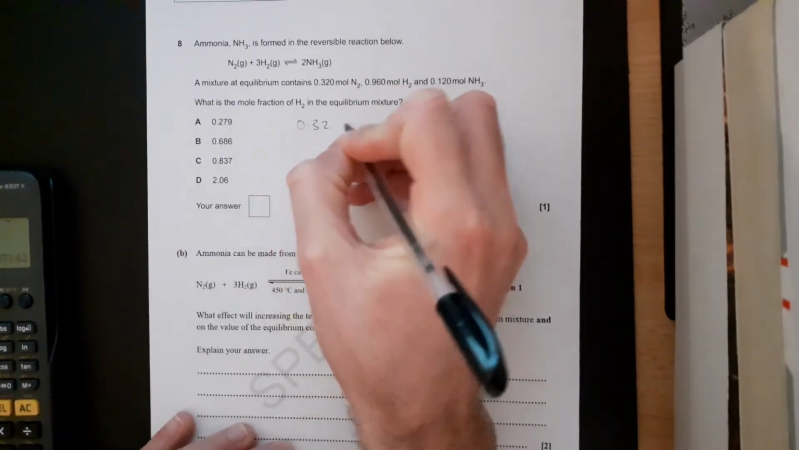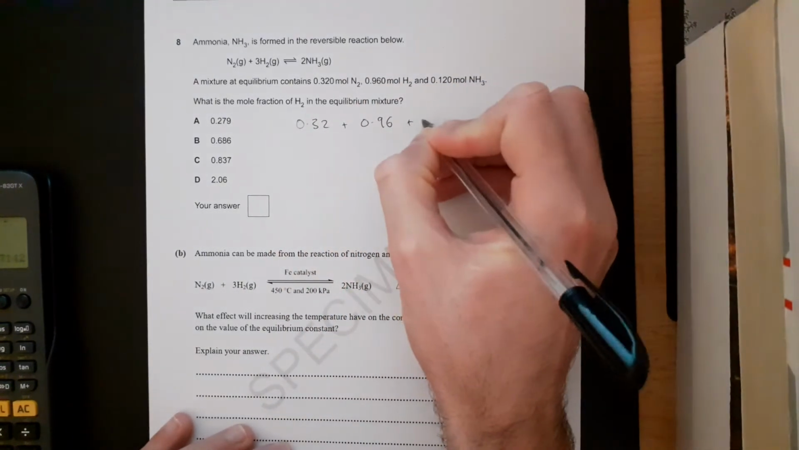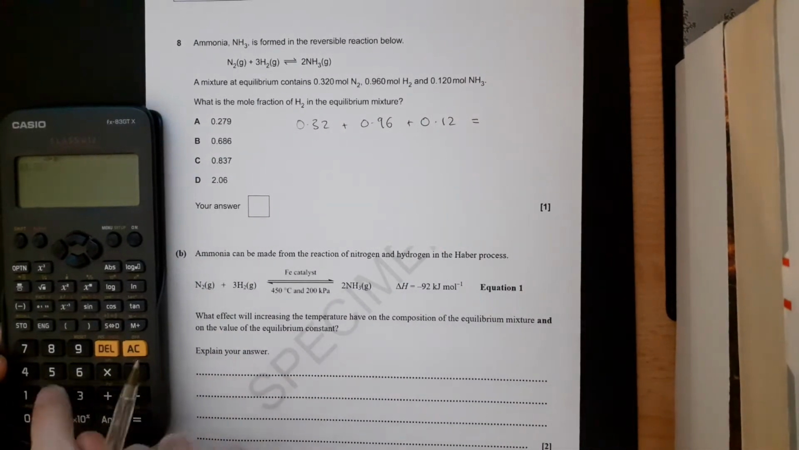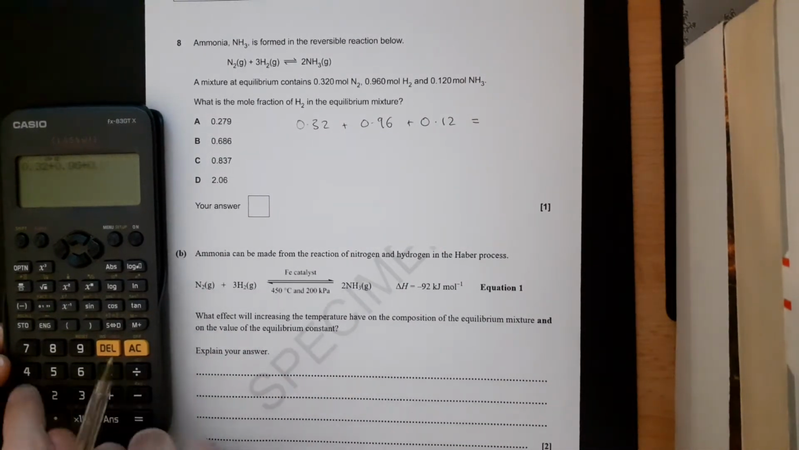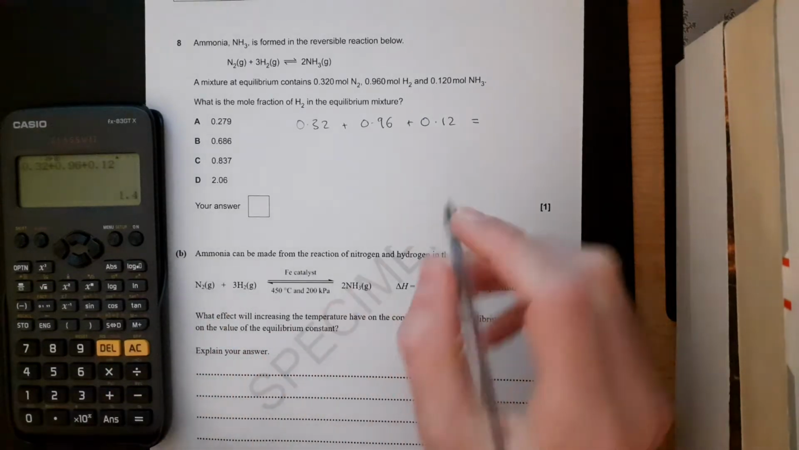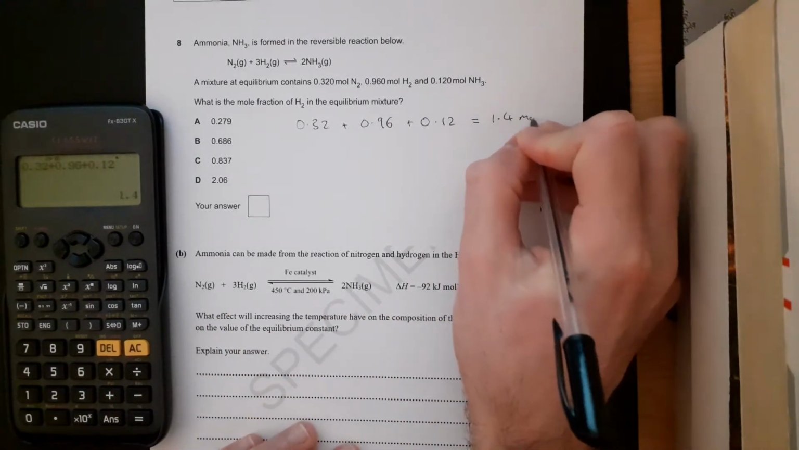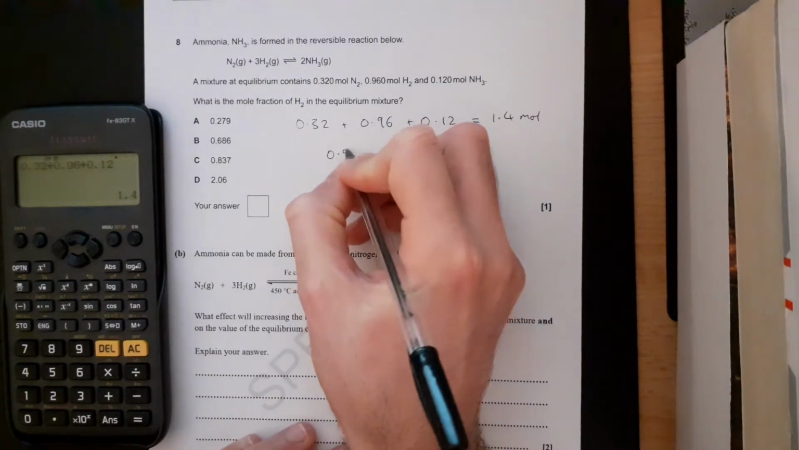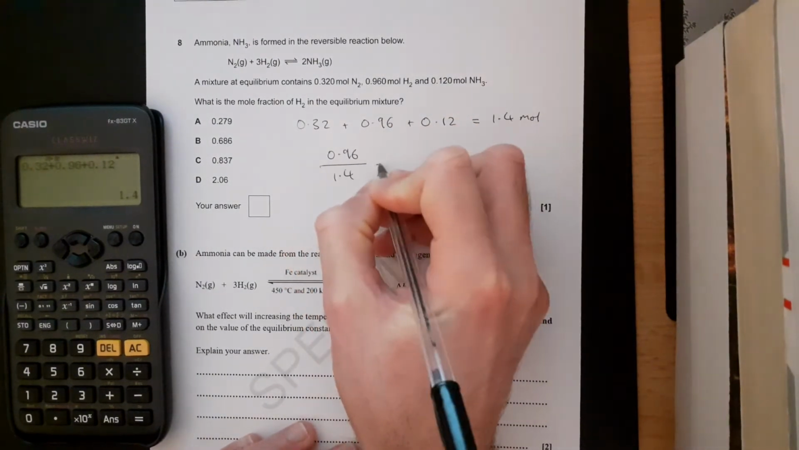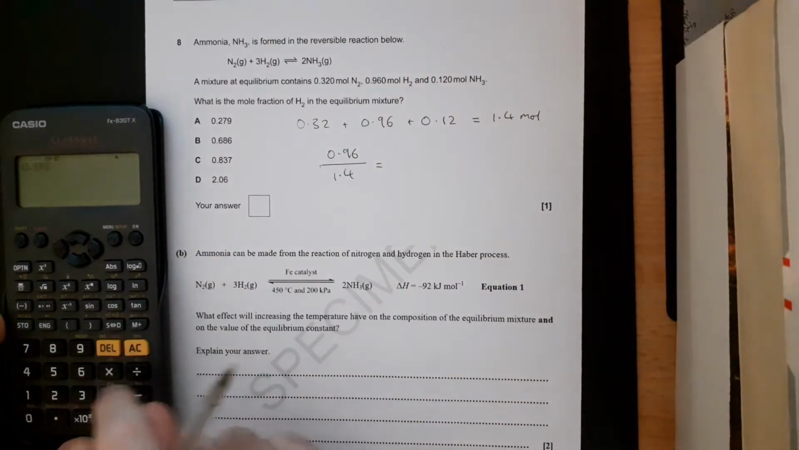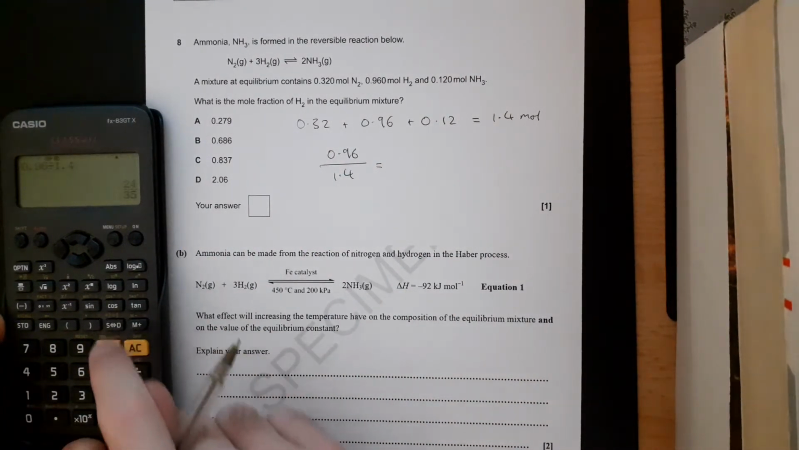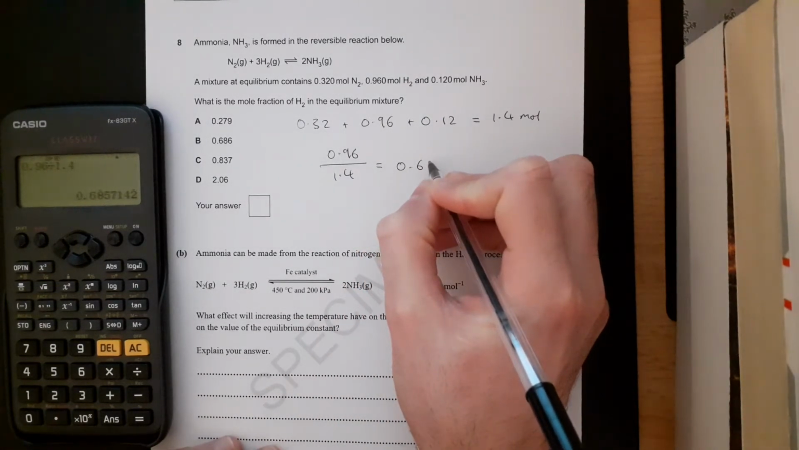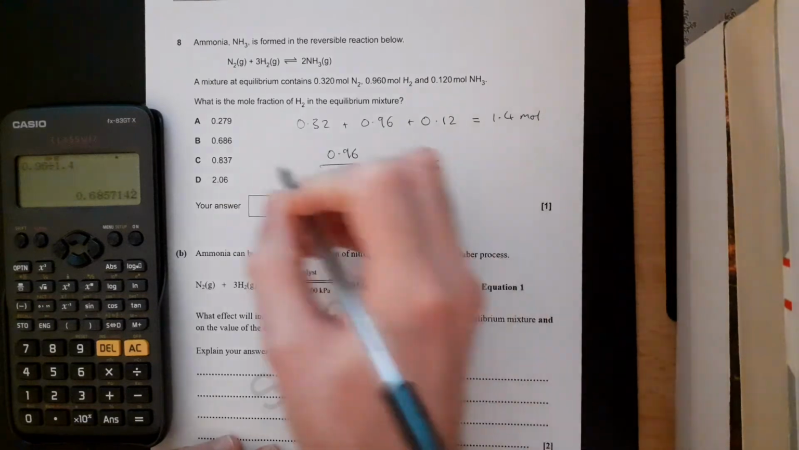So we're going to do 0.32 plus 0.96 plus 0.12. You work that out. So the total number of moles that we've got is 1.4. And then we're just going to do the number of moles of H2 divided by that. And we get 0.69. Oh, it's going to be 0.686, so it's going to be B.